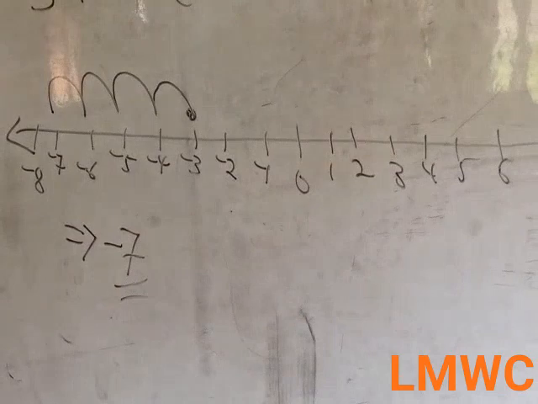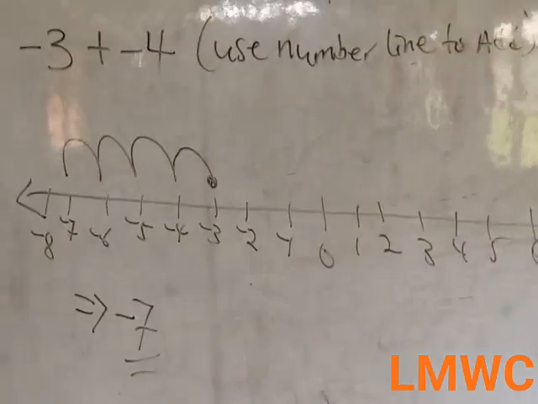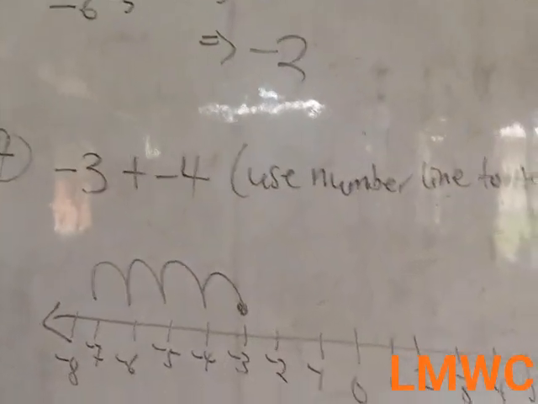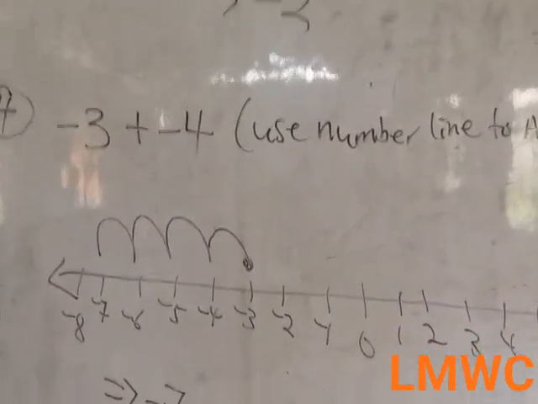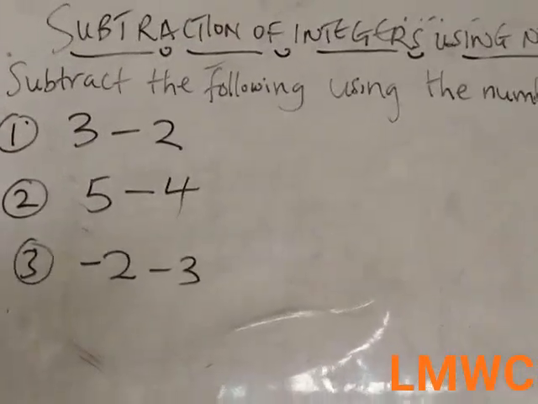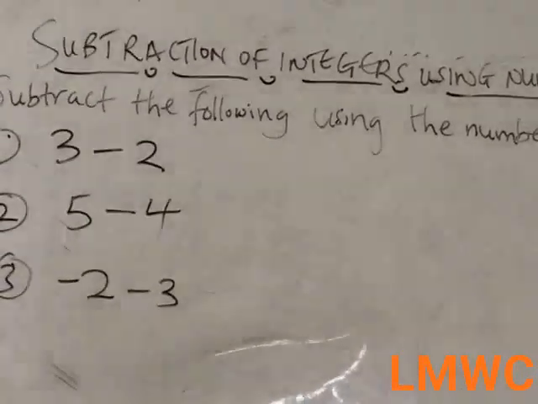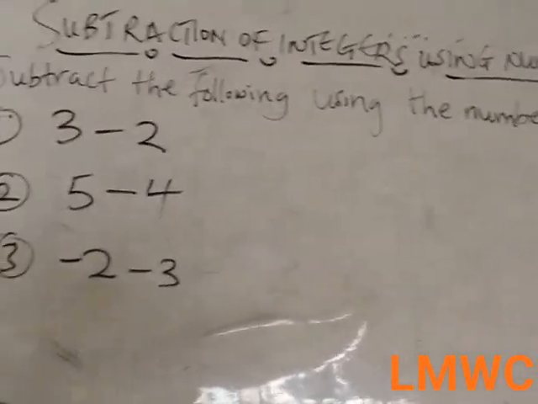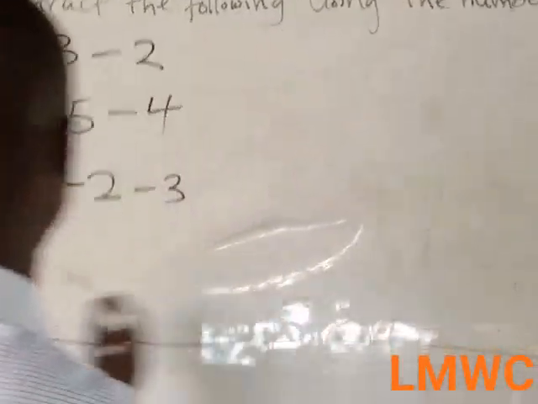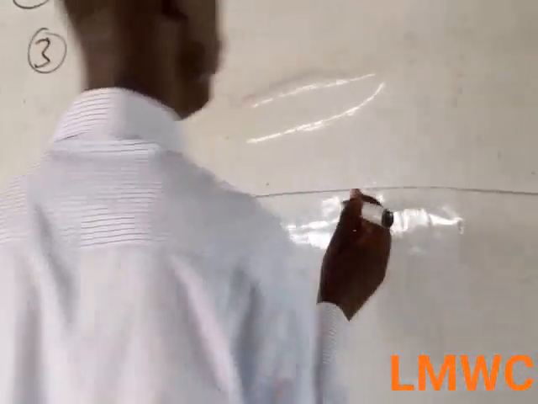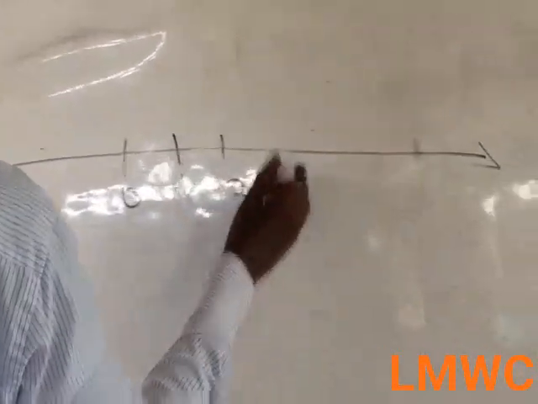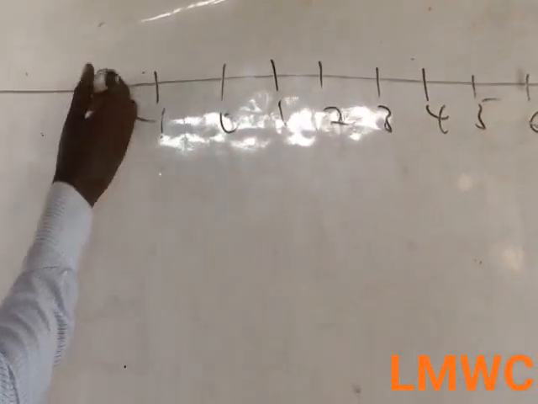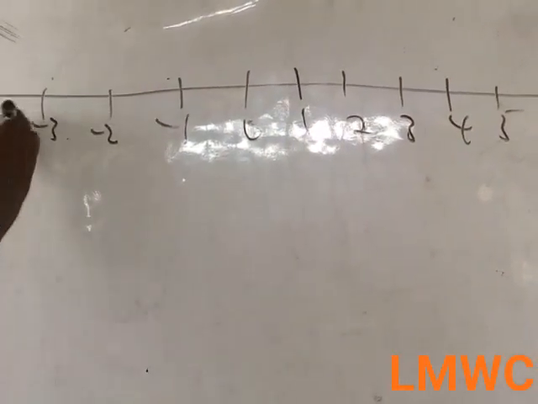So we are on the last session, that's subtracting using number line, and it's the same principle. Subtraction of integers using number line. This is the last session. So question 1, 3 minus 2. So we have 0, 1, 2, 3, 4, 5, 6, neg 1, neg 2, neg 3, neg 4.